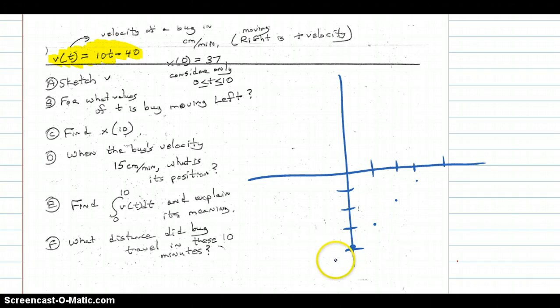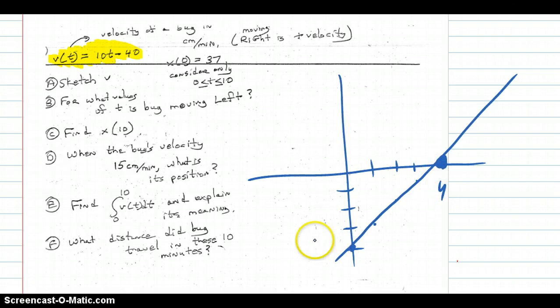It's not the perfect picture here, but we are going to cross right at about 4. Because the slope is 10, you start at negative 40, 10 over 1, 10 over 1, 10 over 1, 10 over 1. So 4. And then this is negative 40. So sketch of v, done. This is v at t, this is the velocity graph, and we'll be learning a lot from that.